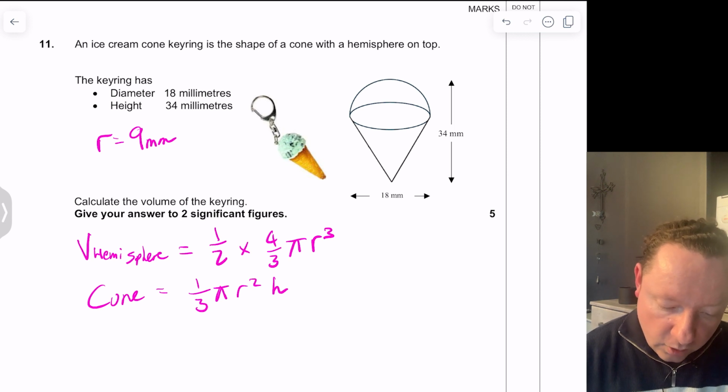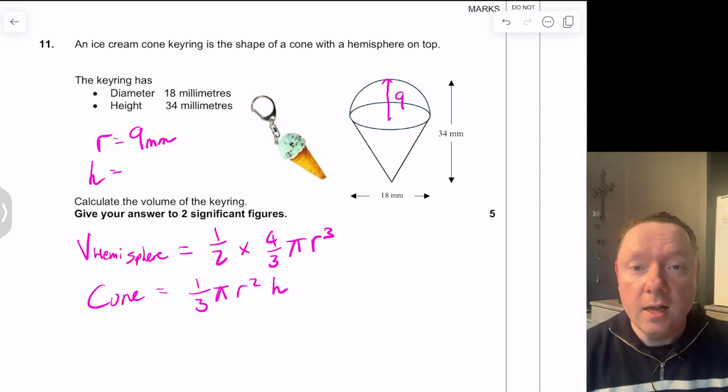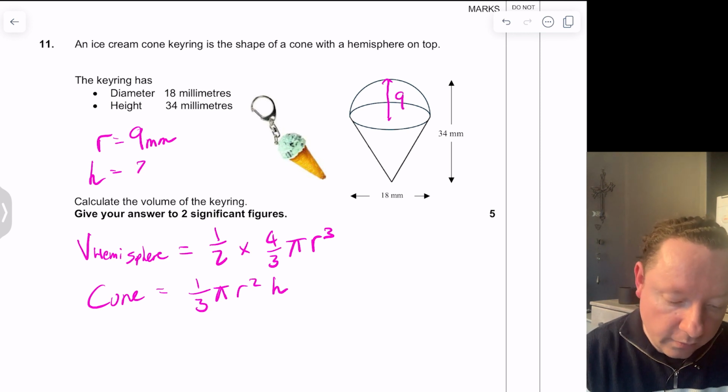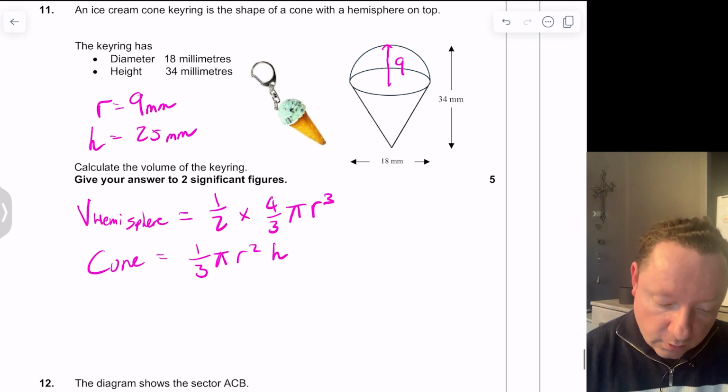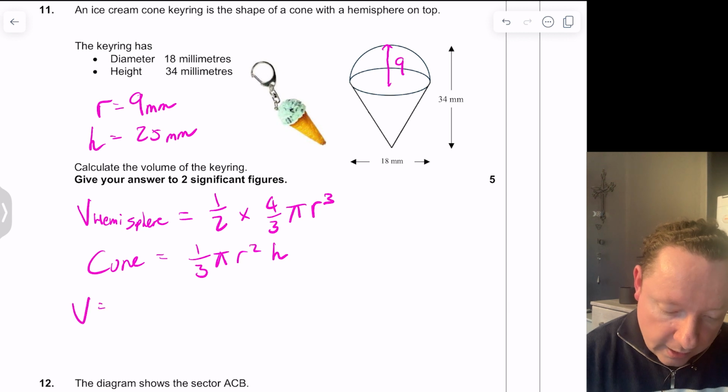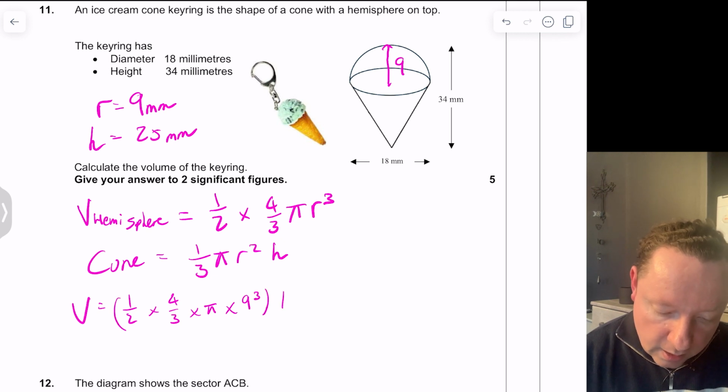The height of the cone we've already got, well, we don't. The height is 34 all the way up, but from here to here is a radius, which is 9. So I need to do 34 take away 9, which is 25. So 25 millimetres. Just be careful of that. Now I'm just going to add the two together. So our total volume is a half times 4/3 times pi times 9 cubed plus a third times pi times 9 squared times 25.